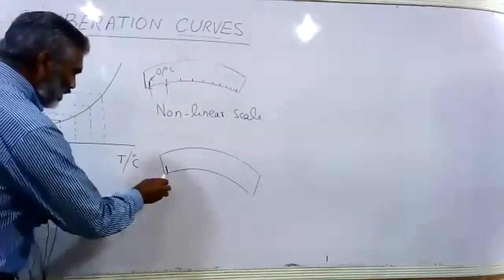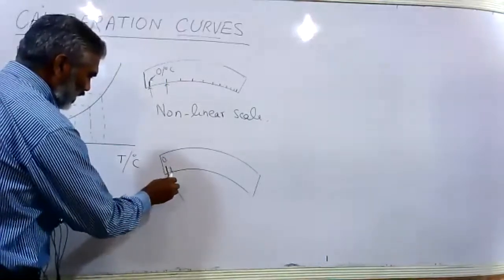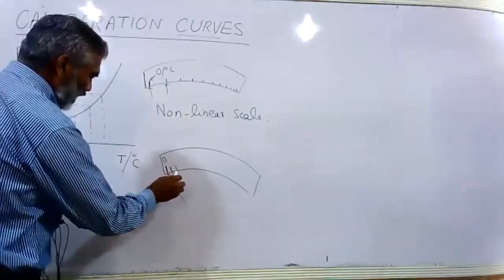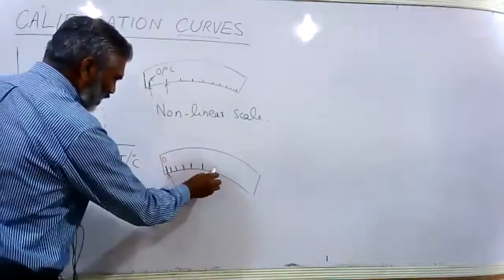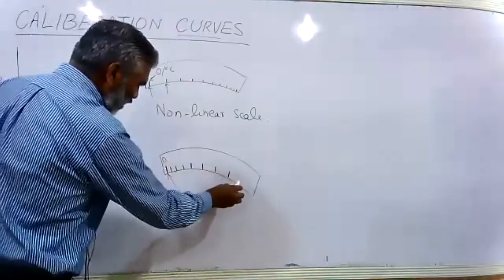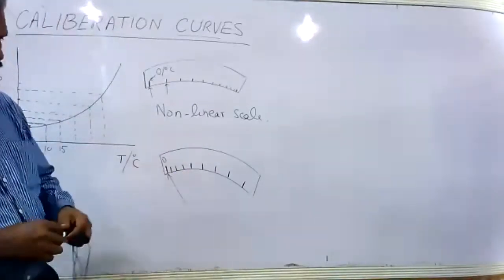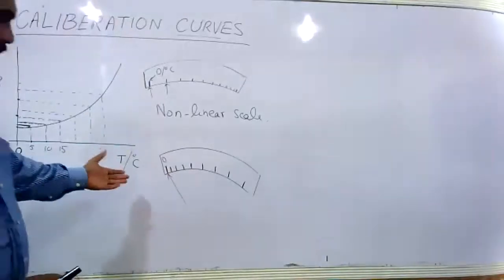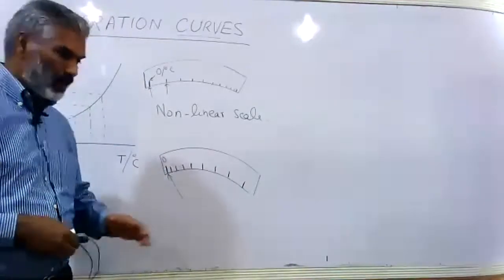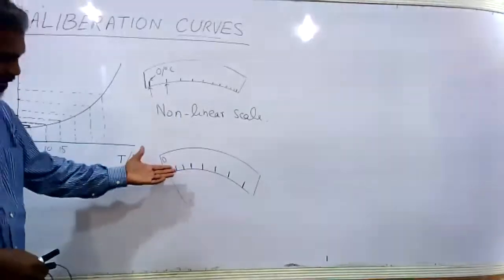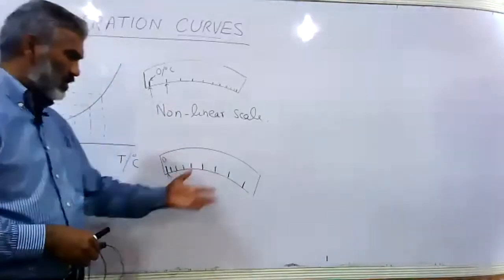So similarly, when the pointer is here, that means it is 0 degree, and when pointer is here, it is 5 degree, then 10, then 15, then 20, then 25, then 30, then 35, then 40, and if the scale allows, maybe it goes to 50 or 55 or 60. As long as the range is concerned, we can make it as big, as convenient as possible. But on this particular scale, it appears it may be from 0 to 45 degrees Celsius. So this is the kind of scale we have.